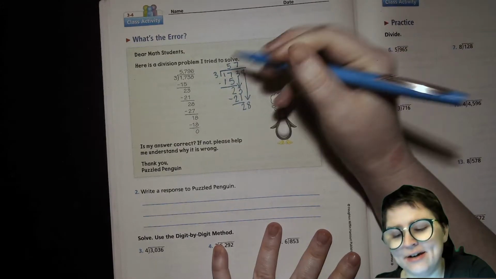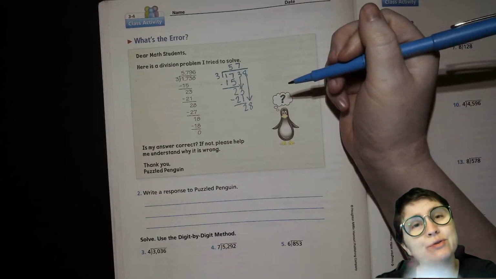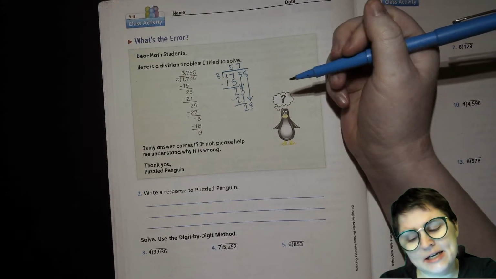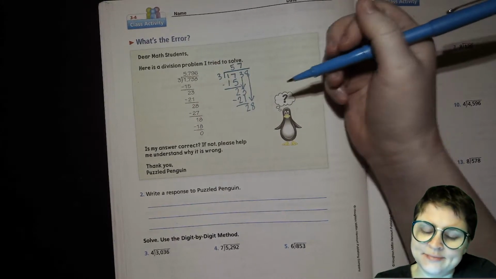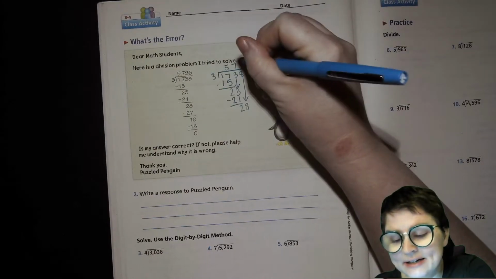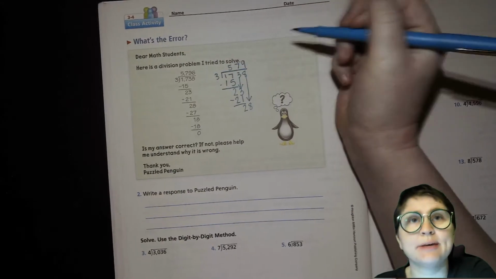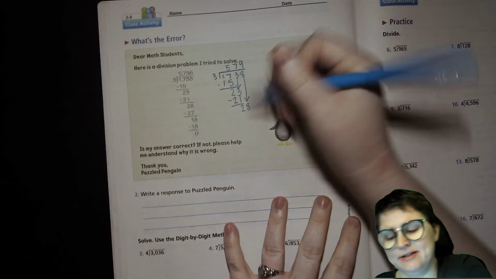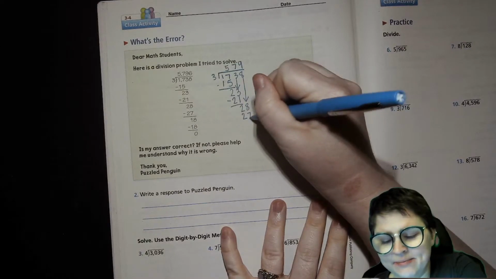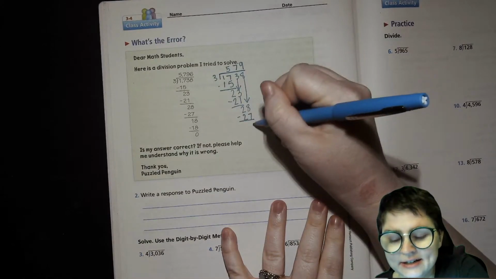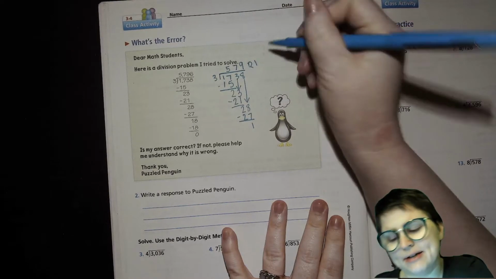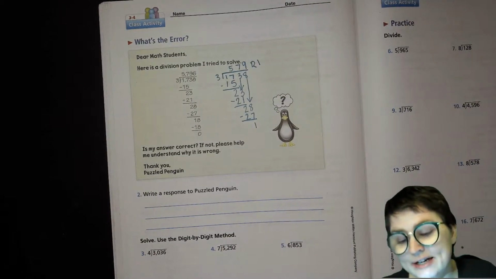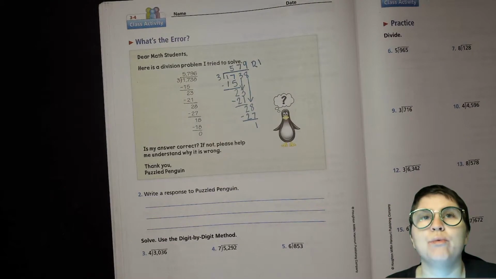28. Now 3 times what is close to but not over 28? We can do 3 times 9, and we're going to multiply those and get 27. Subtract and bring it on down and bring it back. So it's really 579 remainder 1.